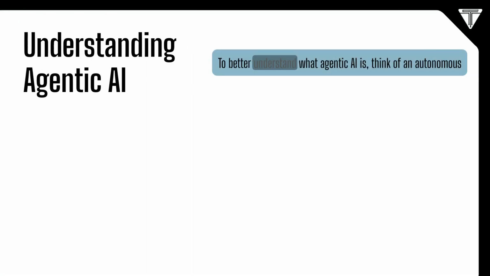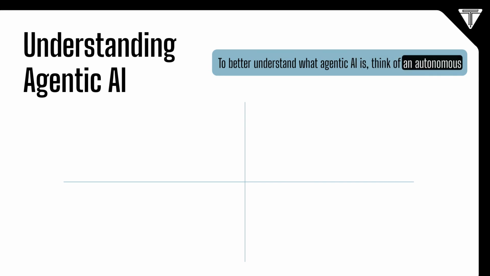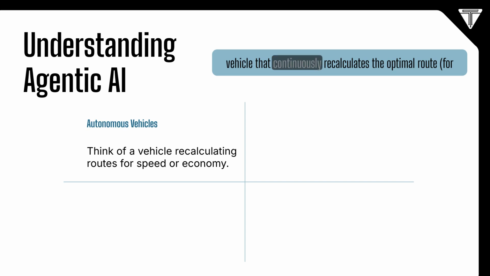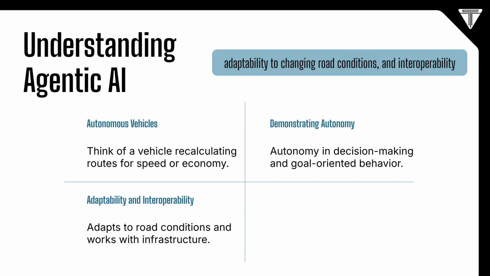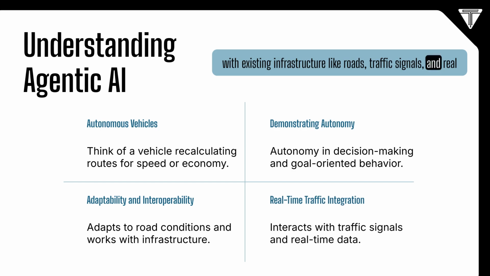To better understand what Agentic AI is, think of an autonomous vehicle that continuously recalculates the optimal route for speed or economy to its destination as conditions change. This demonstrates autonomy in decision-making, goal-oriented behavior by maintaining focus on reaching the destination, adaptability to changing road conditions, and interoperability with existing infrastructure like roads, traffic signals, and real-time traffic data.